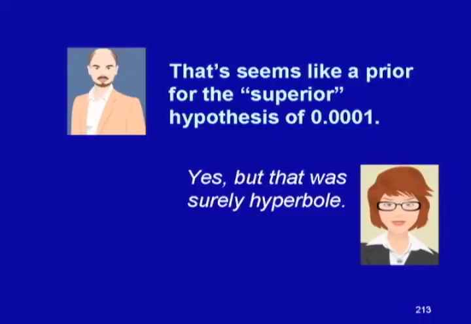Now, if somebody who's been thinking about this problem for a long time, this was like music to my ears. First line of a New York Times article, and we got a Bayesian prior on a null hypothesis. Will says that seems like a prior for the superior hypothesis of 0.0001, doesn't it? 1 in 10,000? And Maxine says, yeah, but it was purely hyperbole. I'll give him the benefit of the doubt.